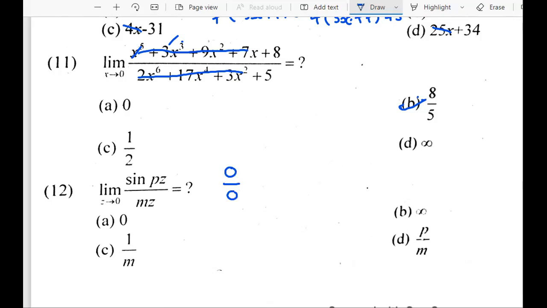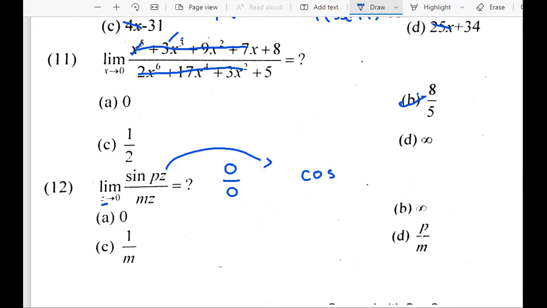In order to find the answer, you need to first take the derivative of both the numerator and denominator with respect to z and then find the answer. So sine pz, okay? We know that the derivative of sine is cos. It would be cos pz, and the derivative of the angle is p, so that would come here. And this is divided by the derivative of mz with respect to z, that would be simply m.